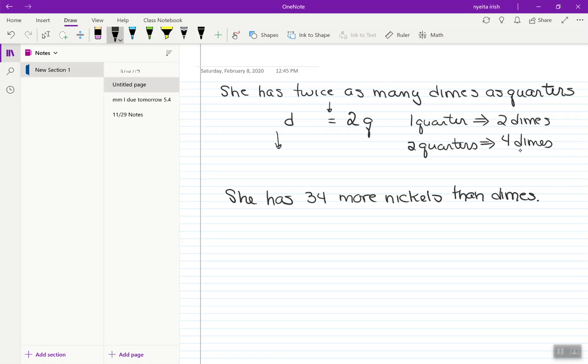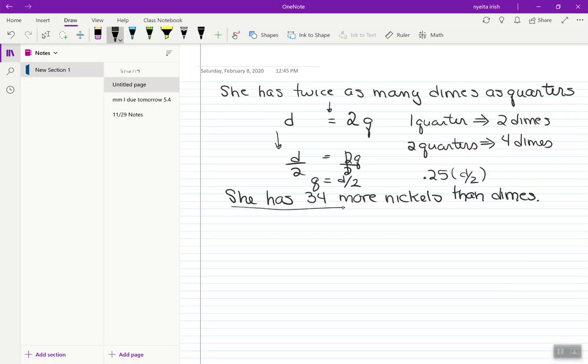Another way to look at it, and we talked about this in class, is you can solve for Q by dividing both sides by 2. And that's what we did in class. We said Q is equal to D over 2, and then we substituted into our equation where it said 0.25 Q. We took out the Q and put in D over 2.